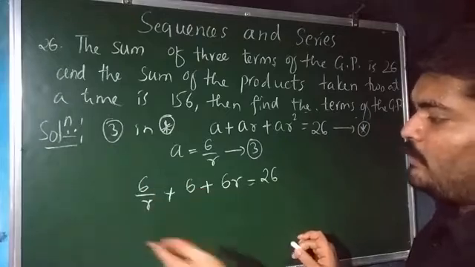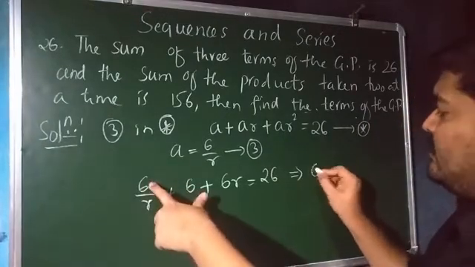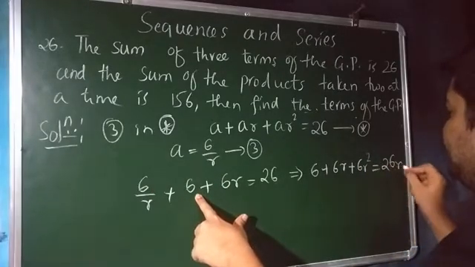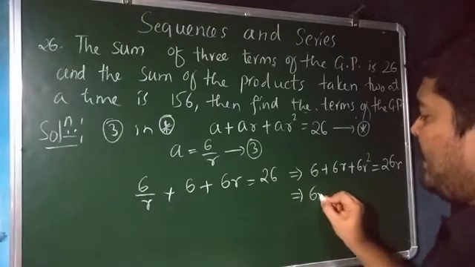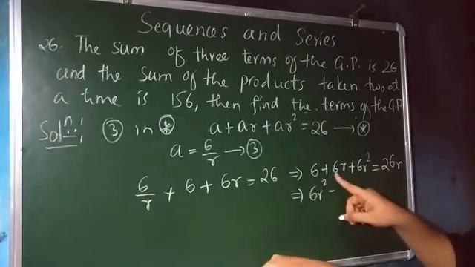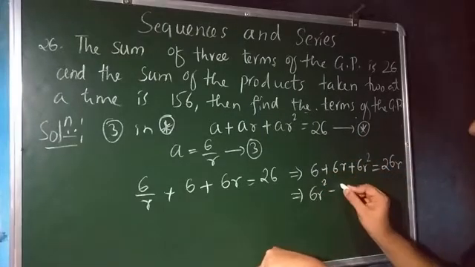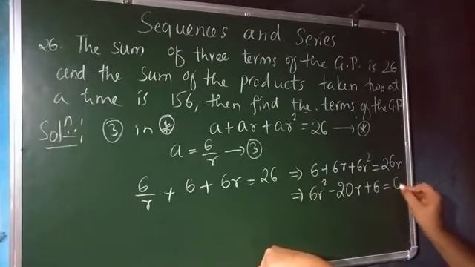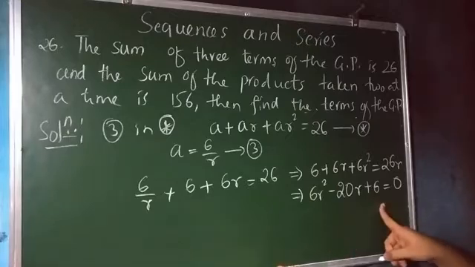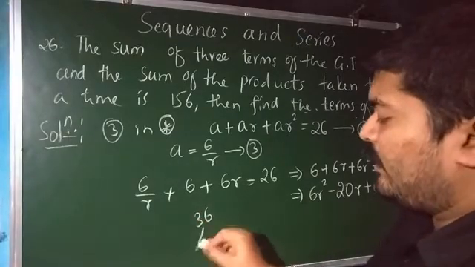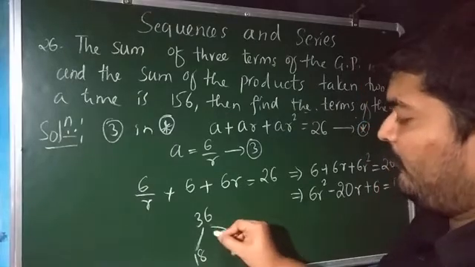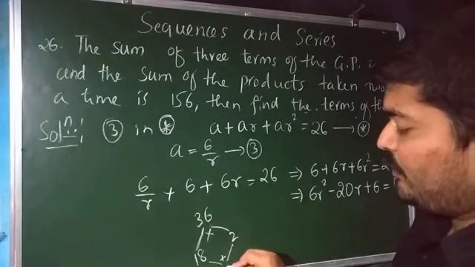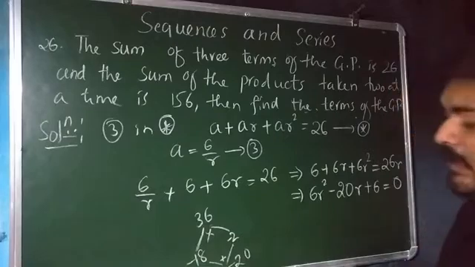Now take out the LCM and cross multiply. You are supposed to get 6 plus 6R plus 6R square, that is equal to 26R. Now this implies 6R square, plus 6R minus 26R, that is minus 20R, plus 6, that is equal to 0. Now if you multiply the last two terms, what you are left with is 36. What are the factors? 18 and 2. If you multiply these two, you should get 36. If you add up these two, you should get how much? Minus 20. Therefore the factors are minus 18 and minus 2.